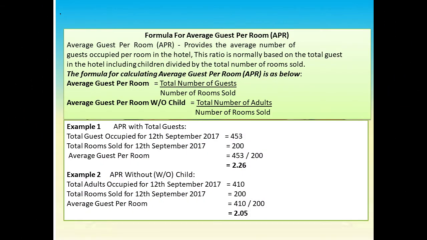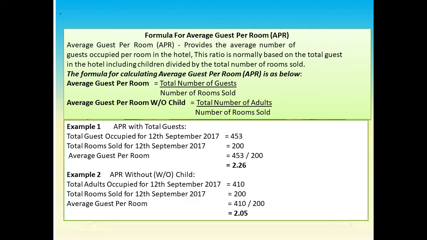Formula for average guest per room or APR. Average guest per room, or APR, provides the average number of guests occupied per room in the hotel. This ratio is normally based on the total guests in the hotel, including children, divided by the total number of rooms sold. The formula for calculating average guests per room or APR is as below. Average guests per room is equal to the total number of guests over number of rooms sold. Average guests per room without child is equal to total number of adults over the number of rooms sold.